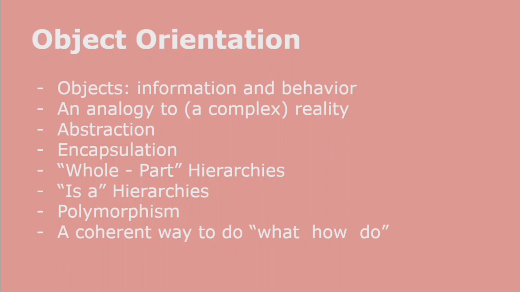In object orientation, polymorphism or overloading of methods is an important technique so that we can add special behavior to special parts of our program without the need to rewrite everything. And basically we use object orientation because it's a coherent way, a single way to think about the what, the how, and the do. So it's easier to understand the code because we can understand the reality, and they match in some respects.